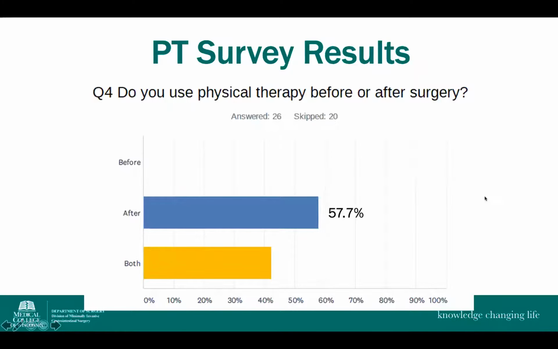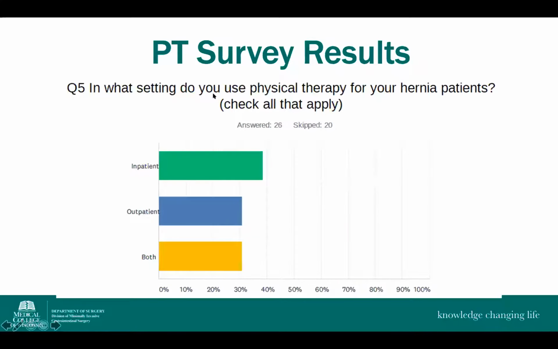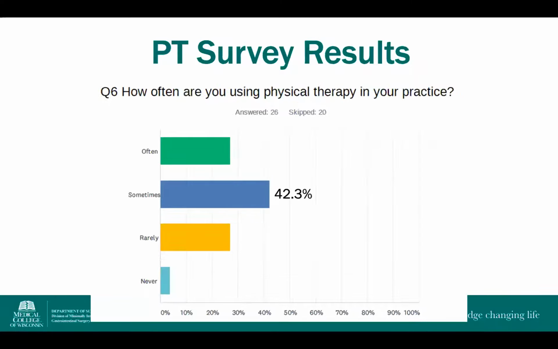So another question we had was the timing in which physical therapy is used. You can see no one exclusively used physical therapy as a prehabilitation before surgery. They either used it after alone, or they used both before and after. None exclusively used it before, which I think makes a lot of sense. And in what setting do you use physical therapy for your hernia patients? You can see inpatient, almost 40%, outpatient, 30%, and a good cohort of people use it both inpatient and outpatient. So it's good to show the distribution of when surgeons are using physical therapy for their patients.